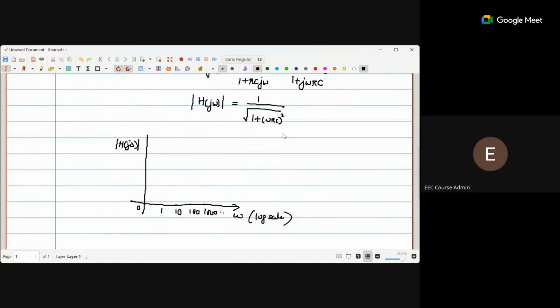So what we have is, if ωRC is very much less than 1, what will be this magnitude? Ma'am, these 10, 100, 1000 are in log? Which one? Ma'am, the x-axis, it is in log, 10, 100. Yes, you are asking what are those 1, 10, 100? Ma'am, like it is log 10, log 100, like that.